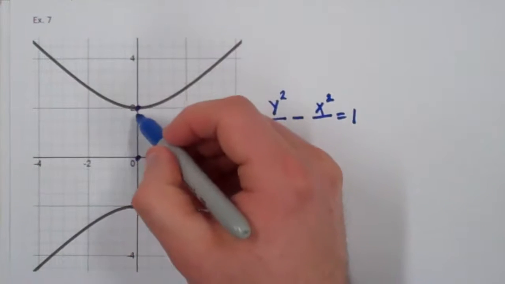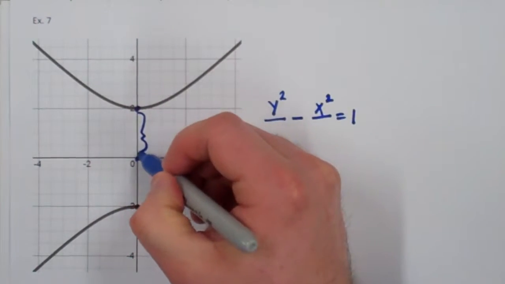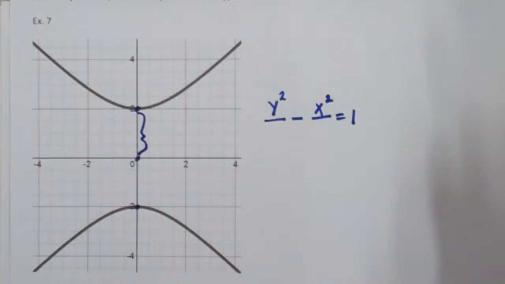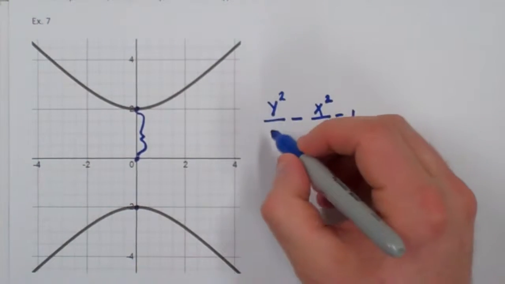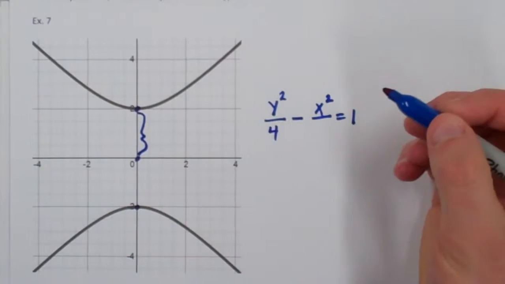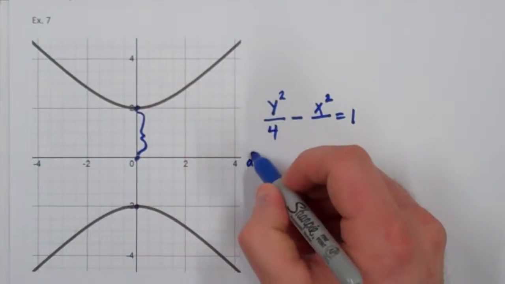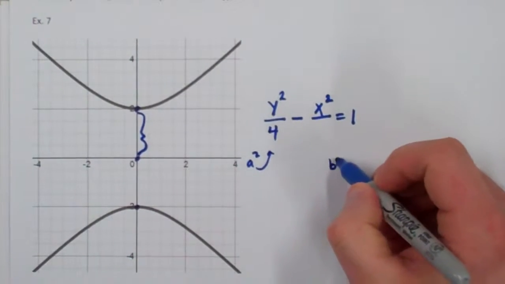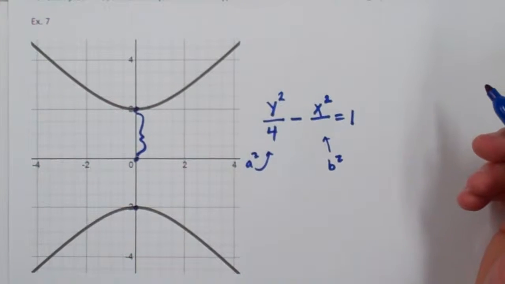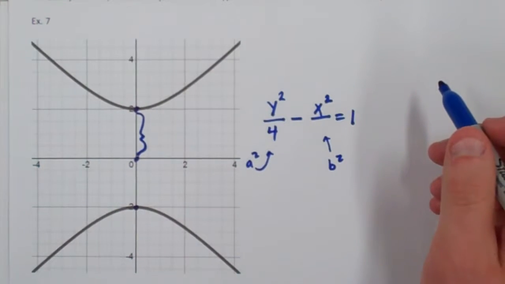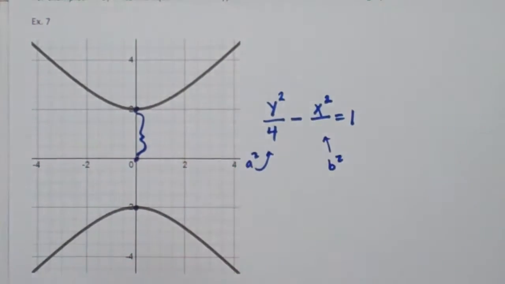The next thing we need to do is find out the value of a. So that's just this distance here between the center and one of the vertices, either one. And so that distance is 2. So we'll square it, and that's going to be 4. Remember, a squared always goes under the first term, and b squared will always go under the next one. To find b, we need to find those asymptotes.